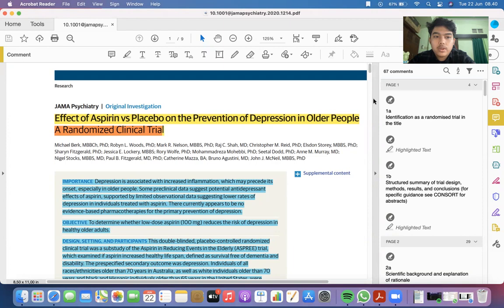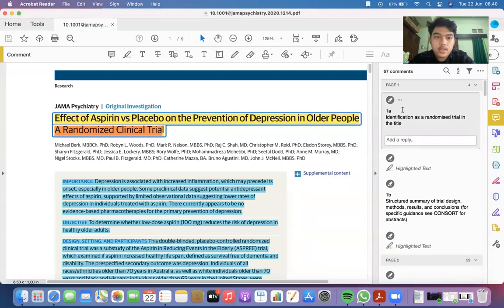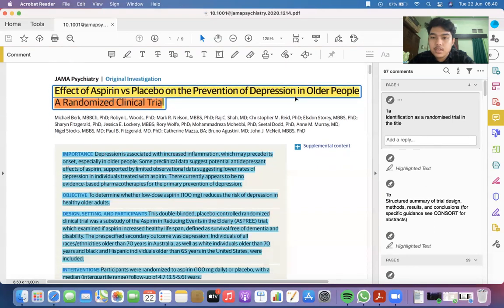My name is Nalendra Wicaksana, and today I'm going to present the CONSORT checklist of information to include when reporting a randomized trial. There are 25 points in this journal, and the first one, point 1A, is the identification as a randomized trial in the title. The title is Effect of Aspirin versus Placebo on the Prevention of Depression in Older People.